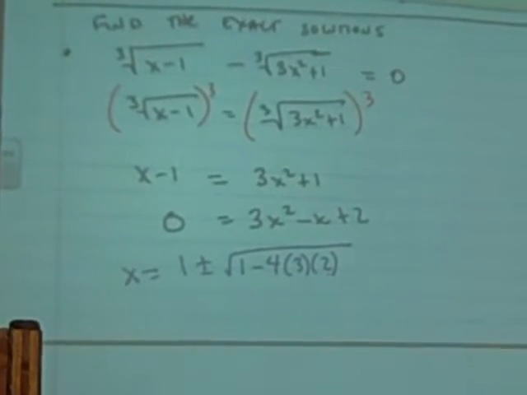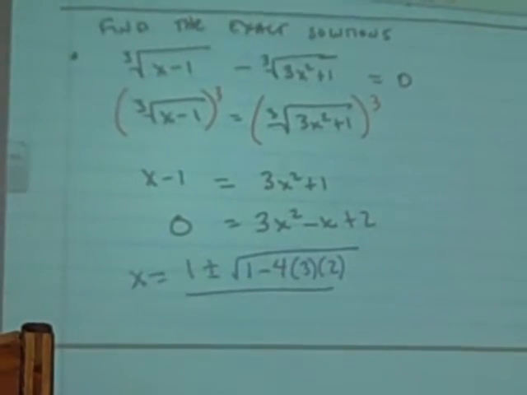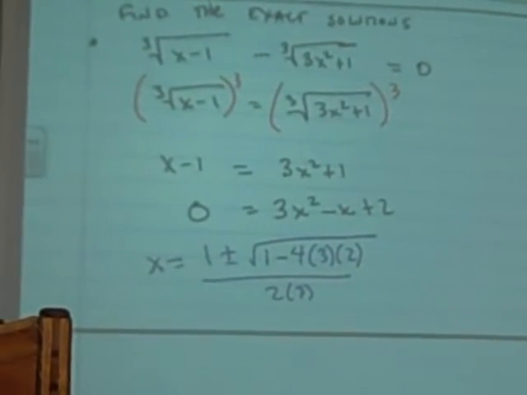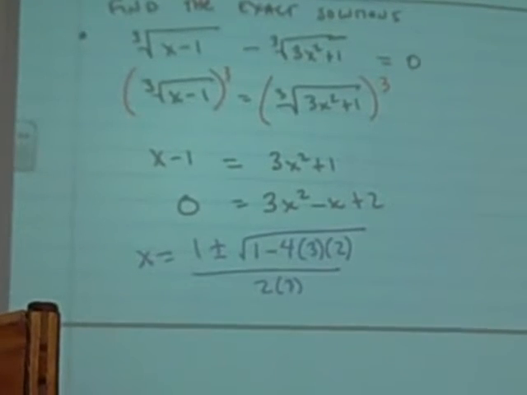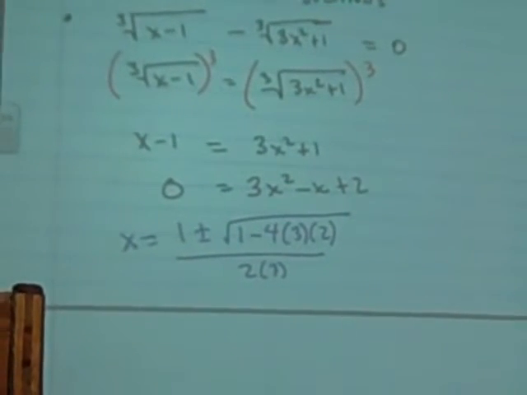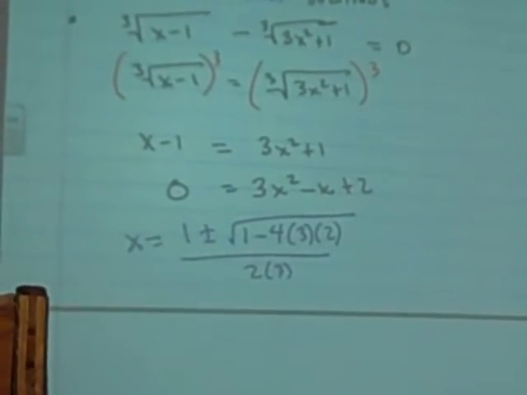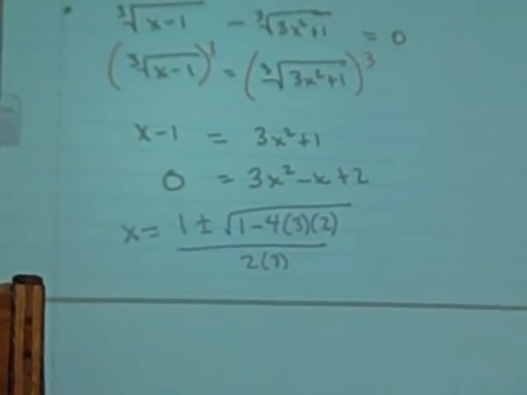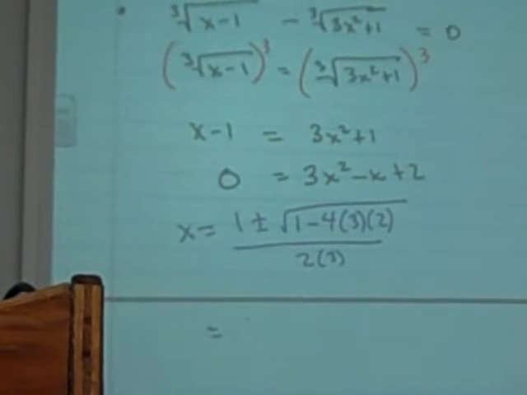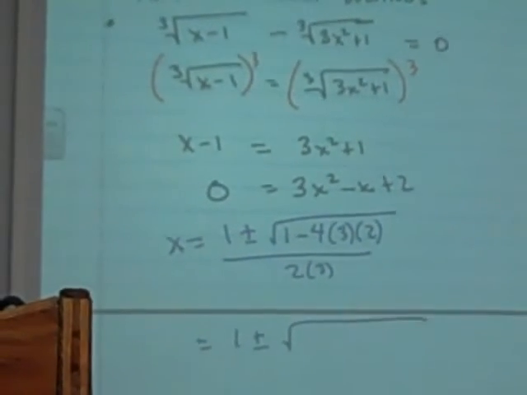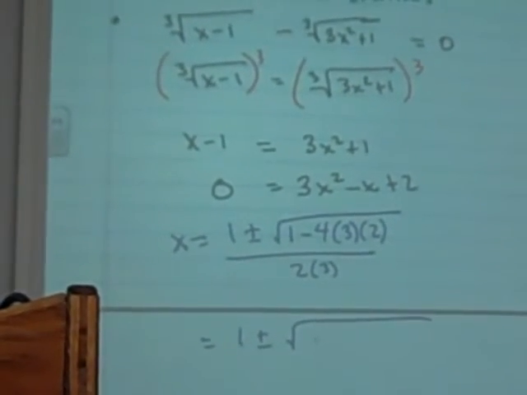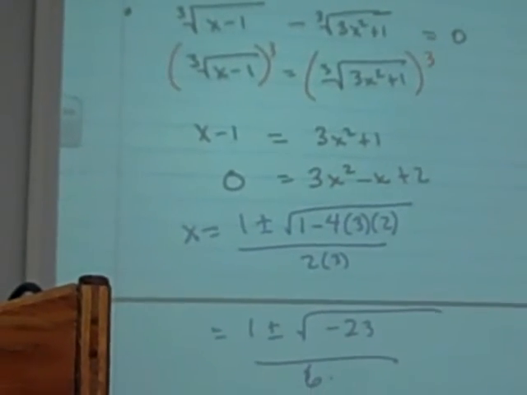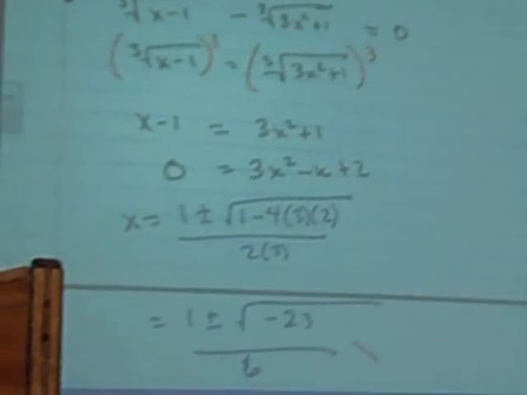Ooh, what's happening now? Look and see. Tell me what you say. So what does that tell you about the real solutions? There are no real solutions. We haven't worked with imaginary numbers yet, so at this point we say there is no real solution. This is going to become negative 23 underneath the radical, and that means no real solutions.